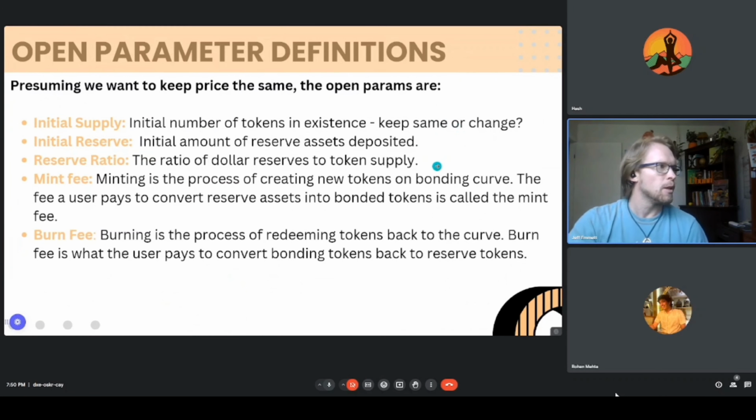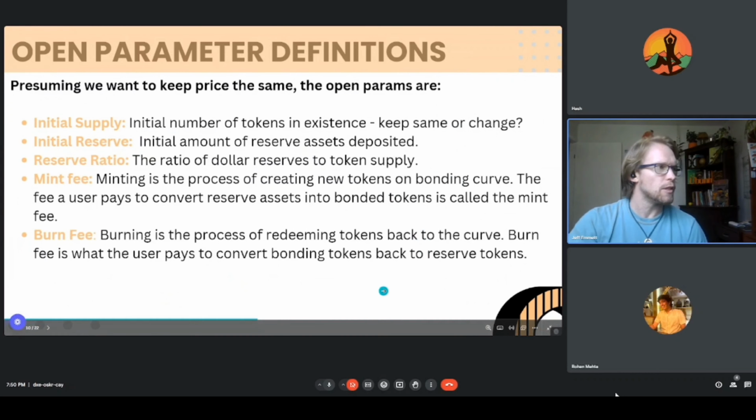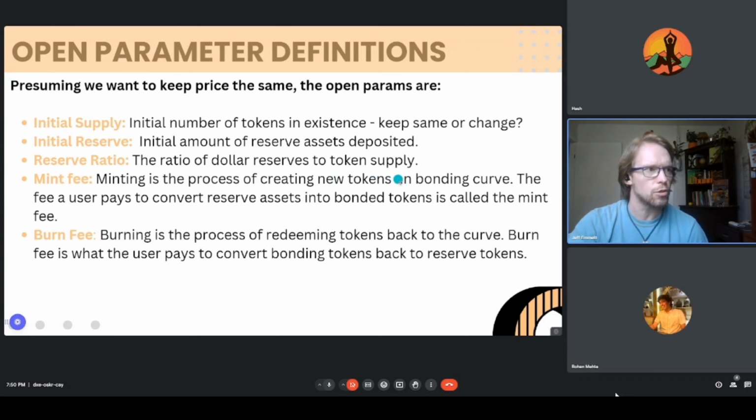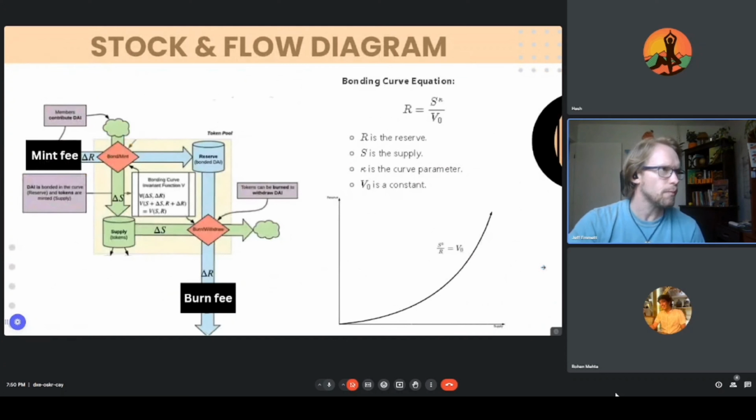The reserve ratio is the ratio of dollar reserves, or asset reserves in whatever form, to tokens in supply. We also have mint fees and burn fees. This is the fee that is charged on the creation or redemption of tokens on the bonding curve. And this fee is accumulated into a treasury that can be spent according to discretionary policies.